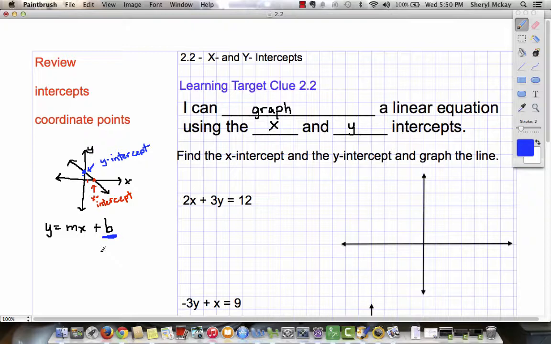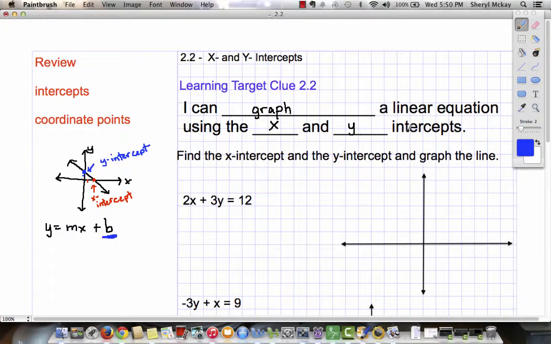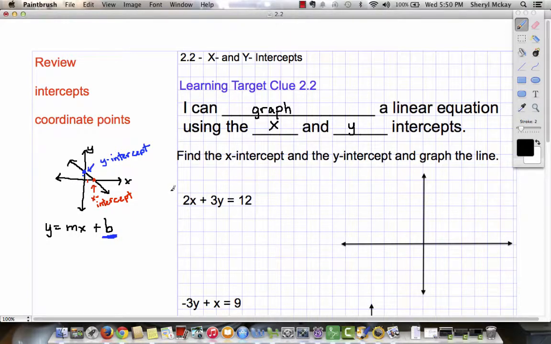And the way that we can do that is because we know something about the y-intercept and we know something about the x-intercept. And that is, we always know one part of the coordinate point. So let's talk about coordinate points really quickly. A coordinate point is the ordered pair. It's the two numbers that are the location of a point on a coordinate plane.